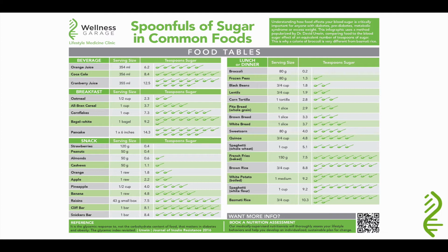So, the basmati rice example that we gave has 10 teaspoons of sugar. Wow, okay. Cranberry juice, 12.5 teaspoons of sugar. The cornflakes, 7.3 teaspoons of sugar. Or my all-time favorite, the pancake, one 6-inch pancake, 14 teaspoons of sugar equivalent. That's a ton of glucose coming in. It's going to release and require a lot of insulin. And in insulin resistance, the problem is too much insulin, and the first step of the strategy is to eat to reduce the insulin requirements.